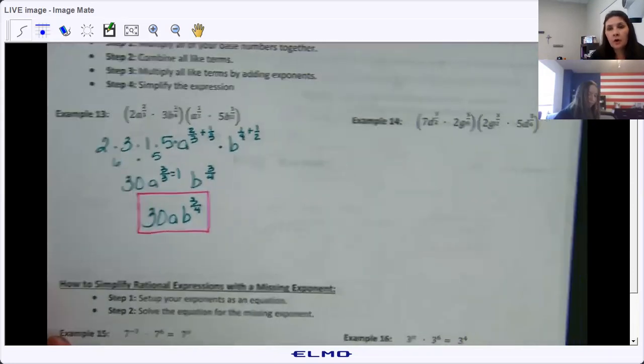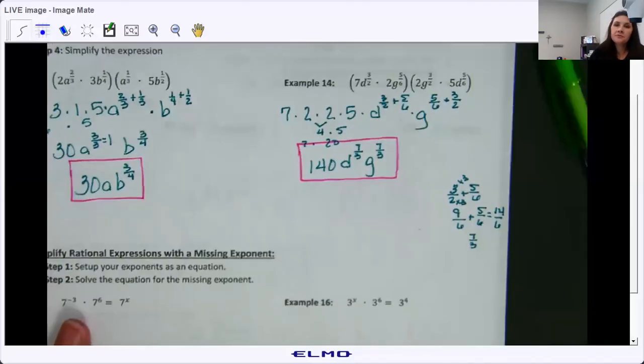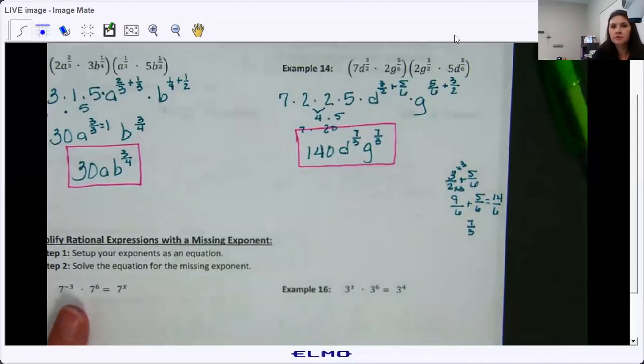I want you all to try number 14. And it is a little bit tricky. You're going to have to add some fractions together, but just try your best. This is what you should have gotten for 14. Go ahead and check your work.